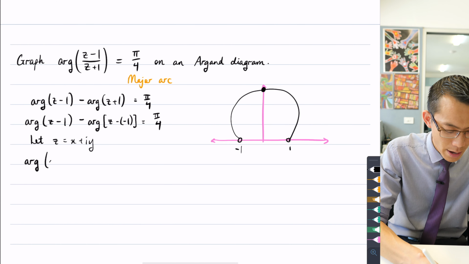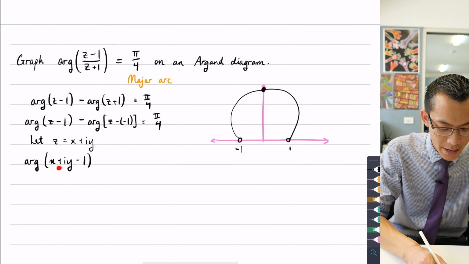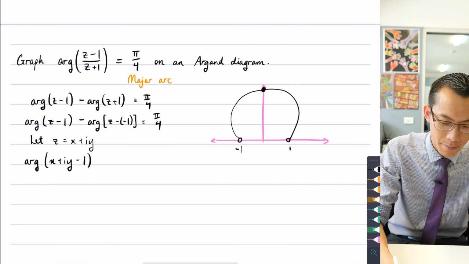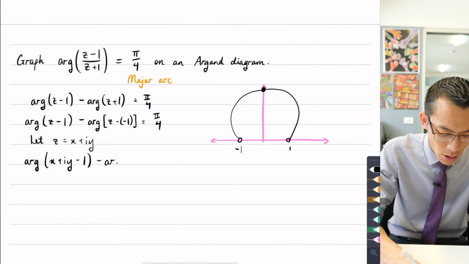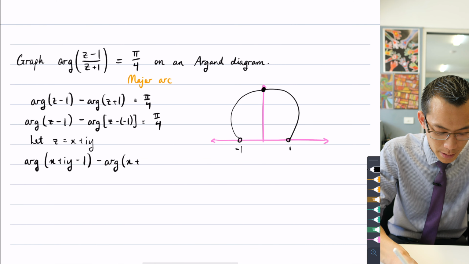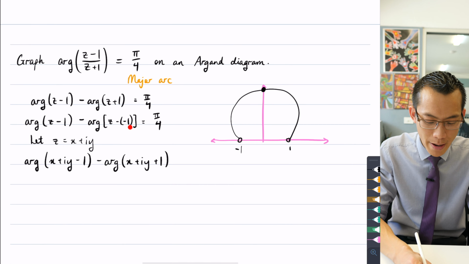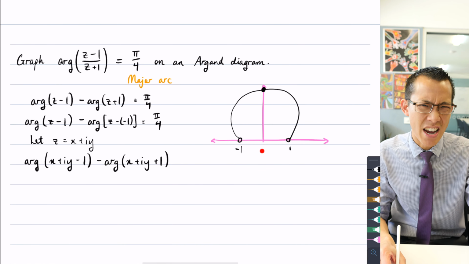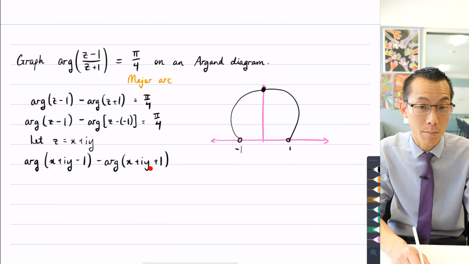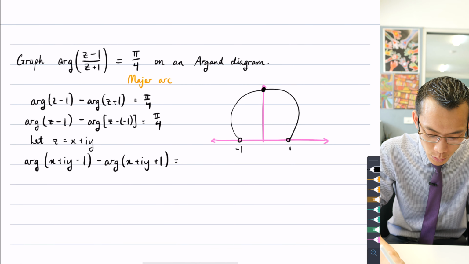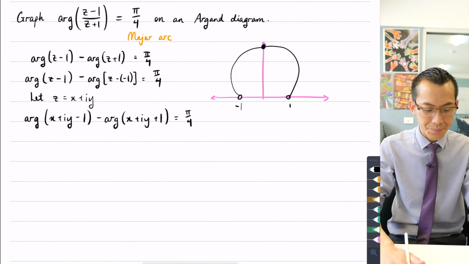Doing that, let's just substitute in. I get arg of x plus iy minus 1. So there's the z minus 1, which you can see in the previous line. And then I take away arg of x plus iy. I'm going to put this back to being plus 1. The reason why I wrote it as minus negative 1 is to make it clearer what the reference points are, but I know where they are now, so I can write it in this simpler form. Okay, so this is equal to pi on 4.